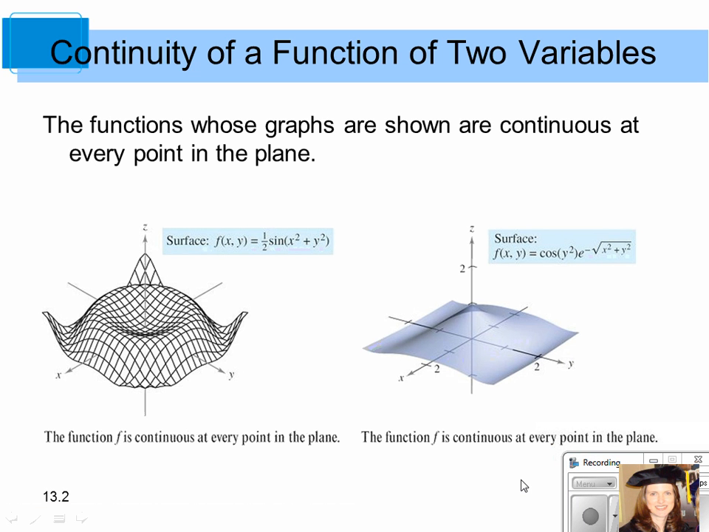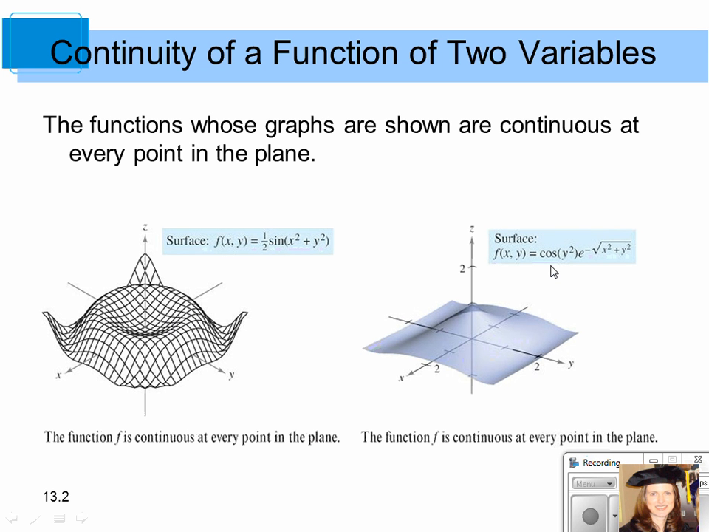In the last part of section 13.2, we're looking at the continuity of a function of two variables. The functions whose graphs are shown are continuous at every point in the plane. The surface f(x,y) = 1/2 sin(x² + y²). You see this function is continuous everywhere. You don't see any asymptotes or holes in the graph.